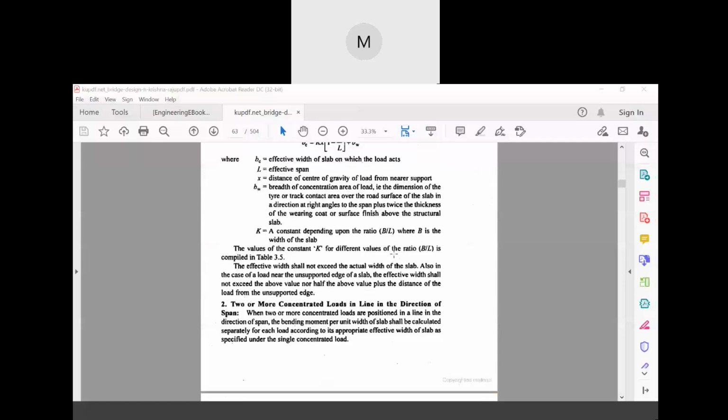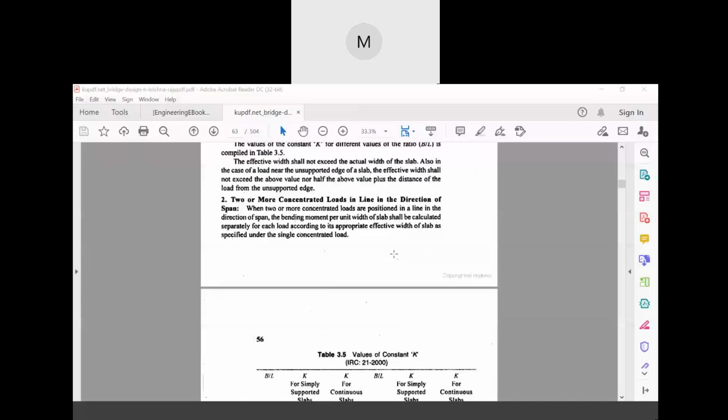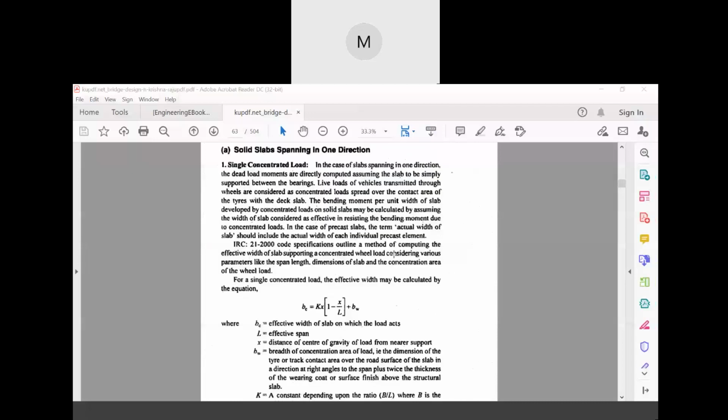So after this, we discuss two or more concentrated loads in the line in the direction of the span. Now these are the different cases. So for the first case, this is bc equal to Kx, 1 minus x by L, plus bw.